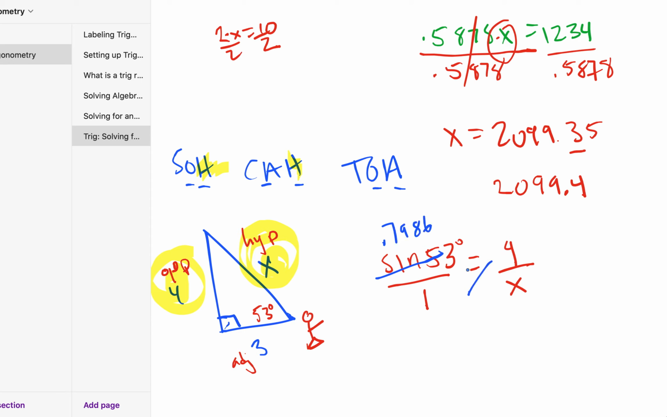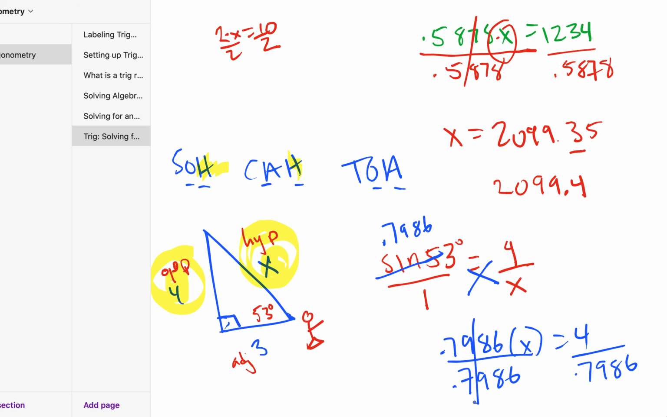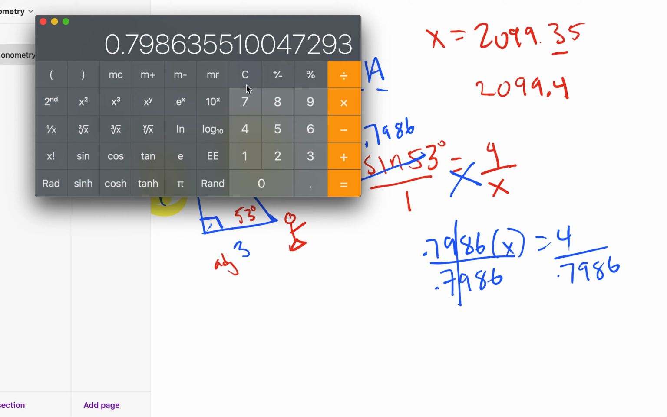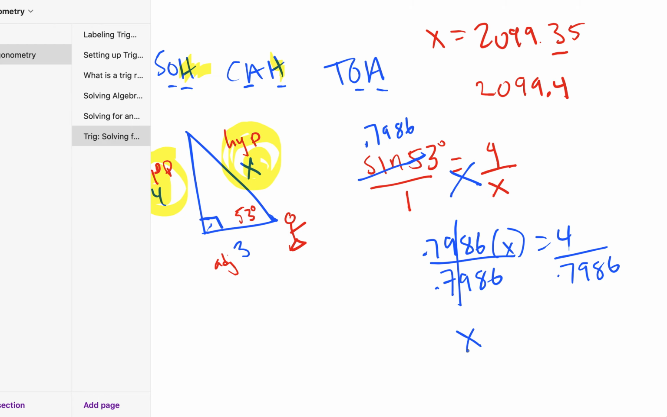Now I'm going to cross multiply. So 0.7986 times x equals 4. I'm going to divide both sides to get x by itself. So our final answer, 4 divided by 0.7986, is 5.008, or about 5.